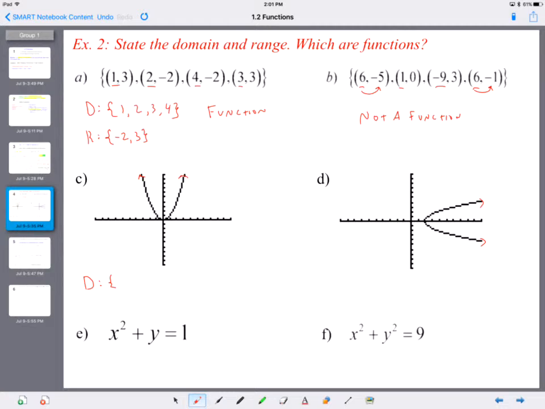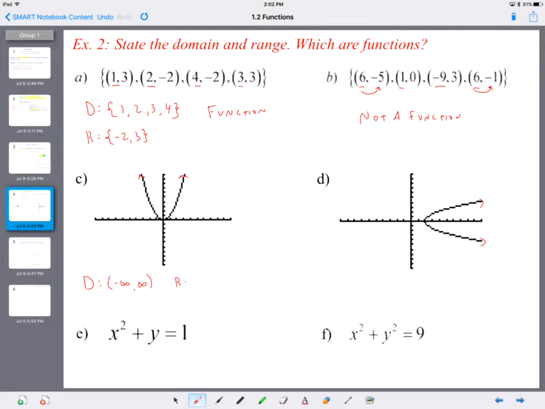So what's the domain? Well, your domain is your x value. So how far does this parabola open left and right? How far does it go? Well, it keeps going. So on this one, your domain, and I'm going to do this in interval notation, would be all real numbers, so negative infinity to infinity. And if you haven't worked with interval notation as much as maybe you should have, let me know in class and we'll talk about it.